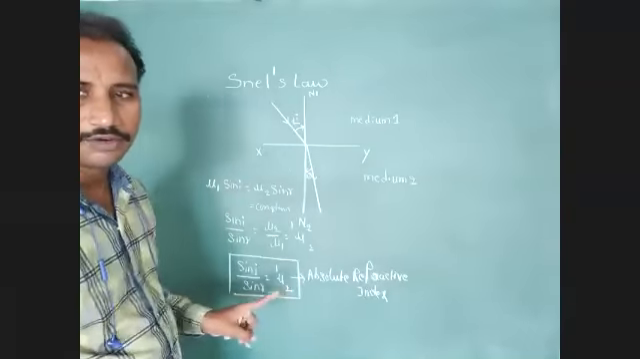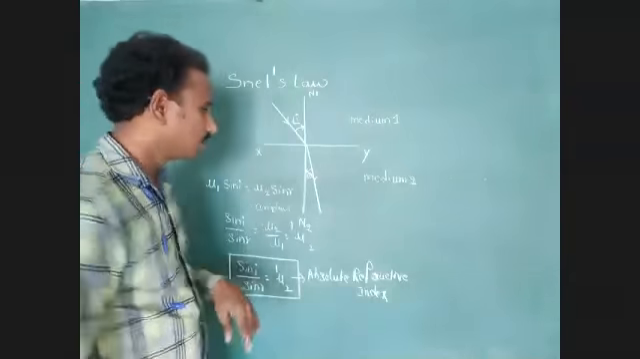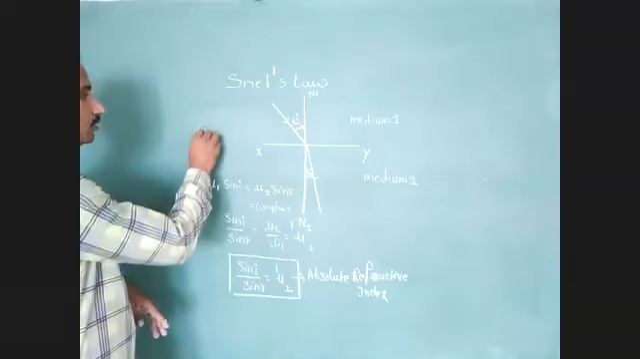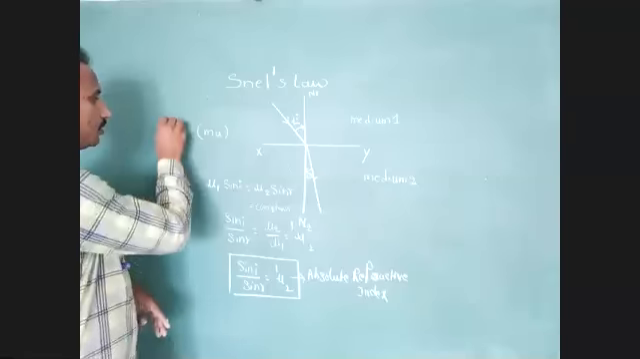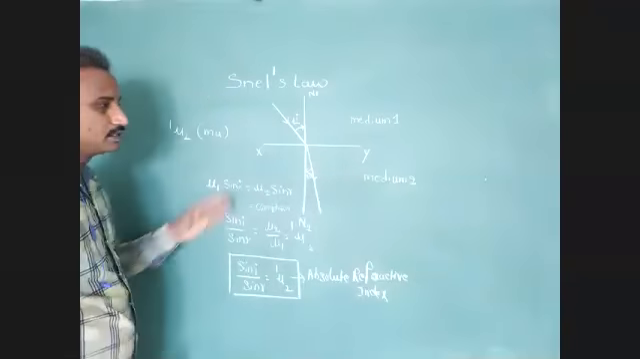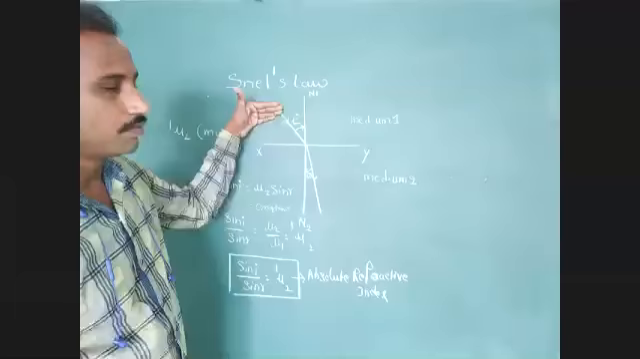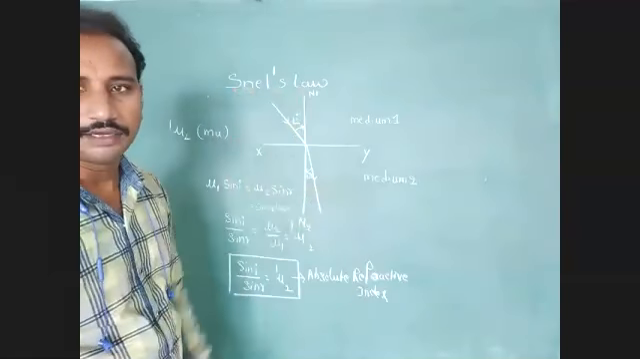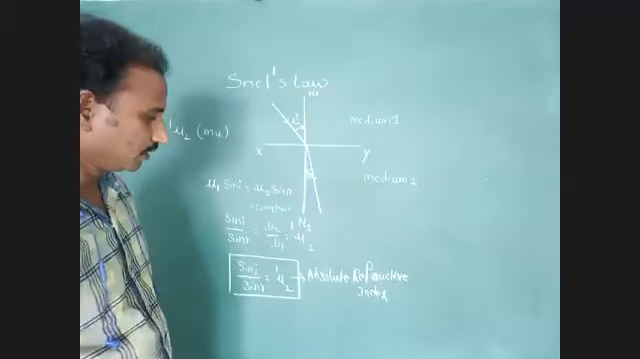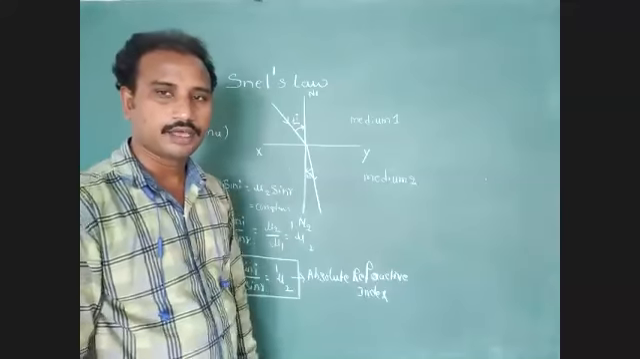Refractive index is denoted by the letter mu. What is the letter mu? This is the pronunciation we have to use to represent mu. Okay, 1mu2. Here, consider the direction of the light ray from medium 1 to medium 2. Understood? Do you have any doubt?